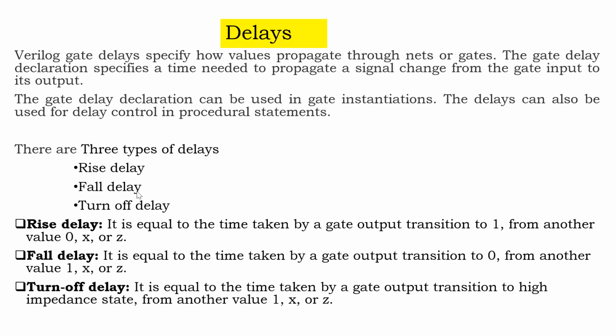One more is the turn off delay. What do you mean by turn off delay? It is the time required by the gate output to transition to the high impedance state from either 1, 0, X or Z. That is the turn off delay.